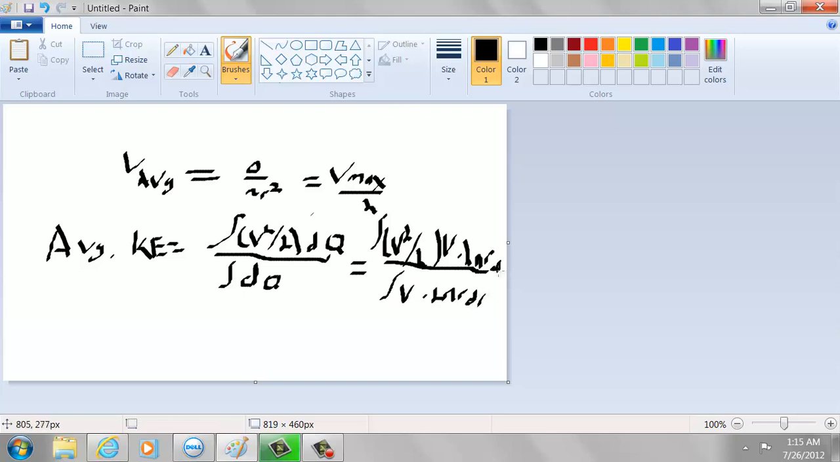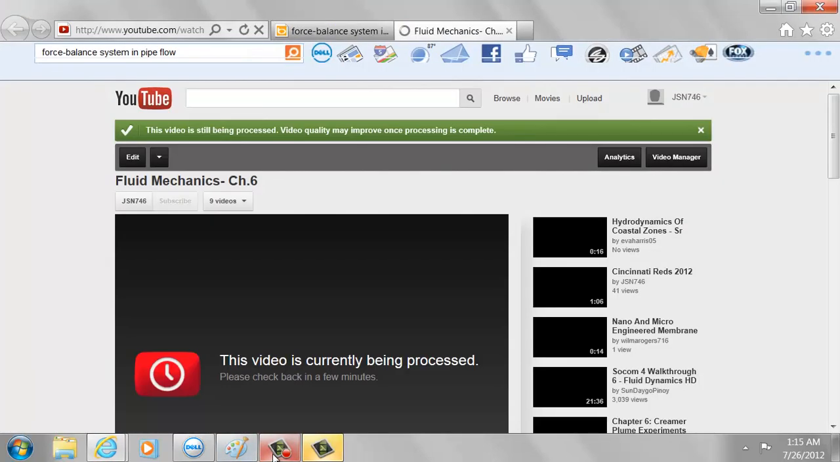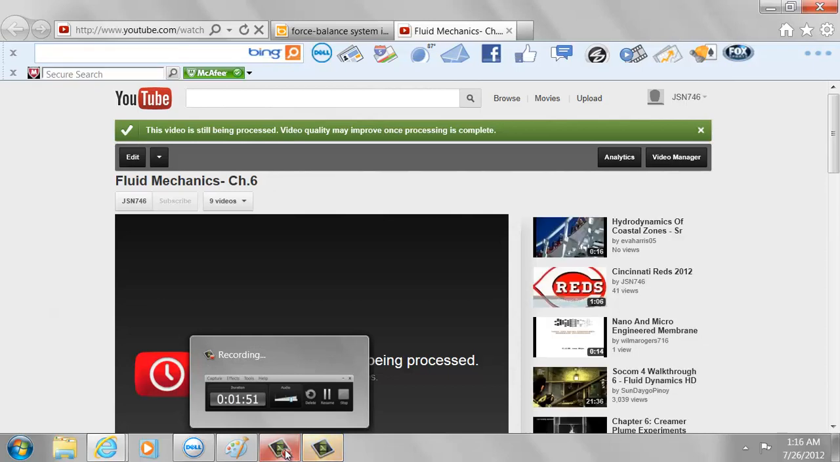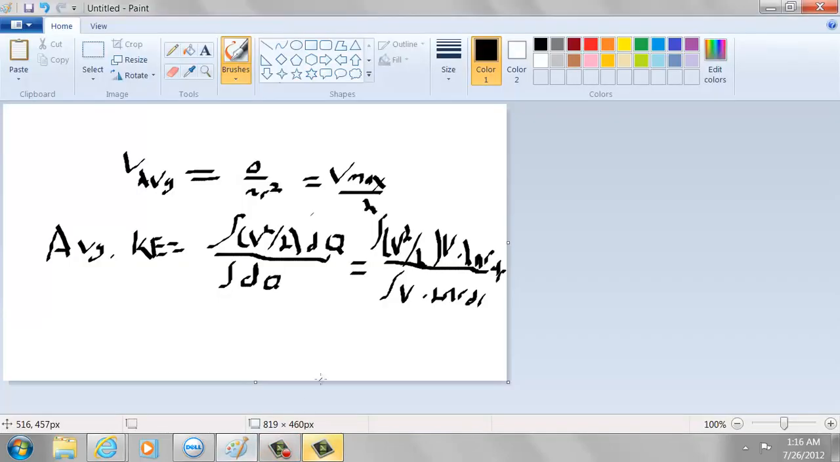This is supposed to have a dr, but you probably won't be able to read it. So we have here, this is equaling the integral of v squared over 2 multiplied by v multiplied by 2 pi r dr over the integral of v multiplied by 2 pi r dr. Do you see how I'm getting this here? This is going to be q. The integral of dq is q. Q is equal to the integral of v multiplied by 2 pi r dr.